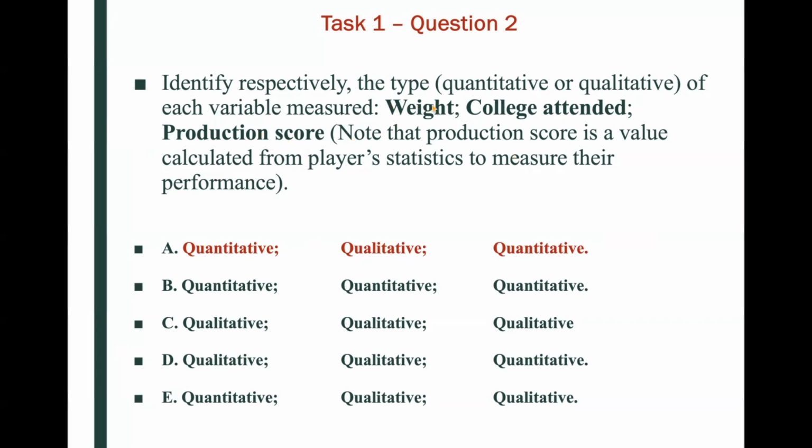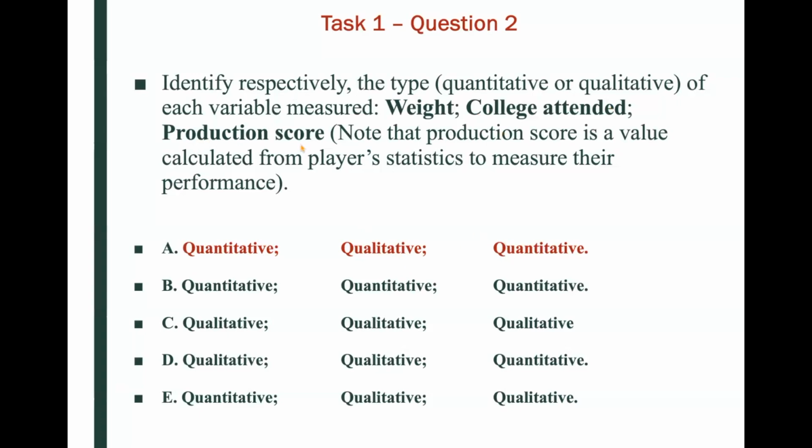So let's first talk about weight. Weight is naturally occurring on a numerical scale. In other words, we have weight in numbers, so that would be quantitative. College attended, however, would be qualitative because that's more categorical. We have different colleges like Michigan State University or University of Michigan or University of Washington. So the college is qualitative. It's not on a naturally numerical scale.